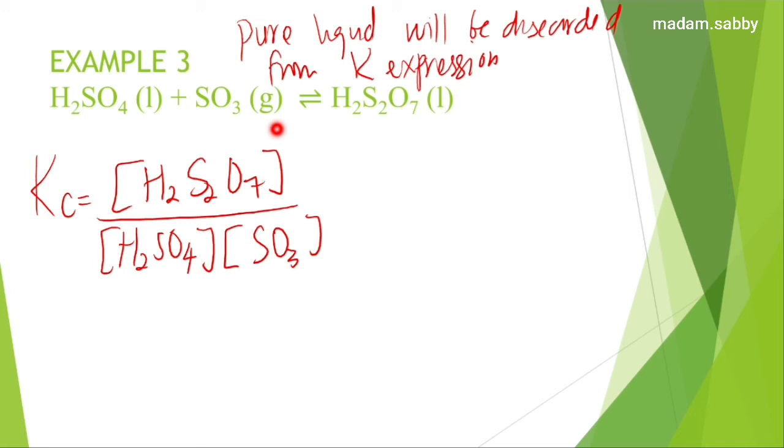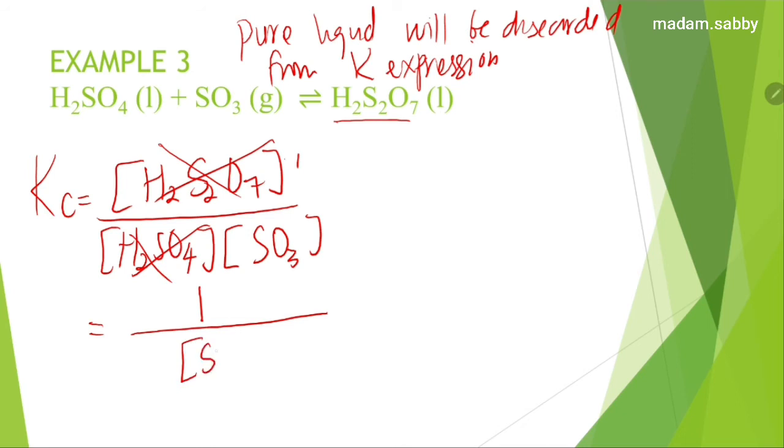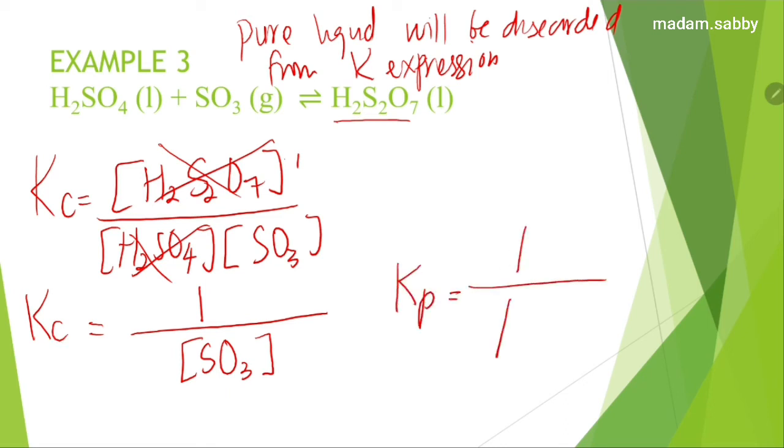So pure liquid must be discarded. Pure liquid H2S2O7, mark on it, and H2SO4. Since we can discard these, we replace them by the number 1. So 1 over SO3. This is my Kc expression, whereas my Kp is simply 1 over the partial pressure of SO3.